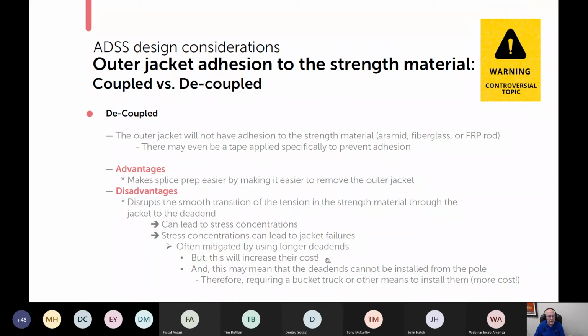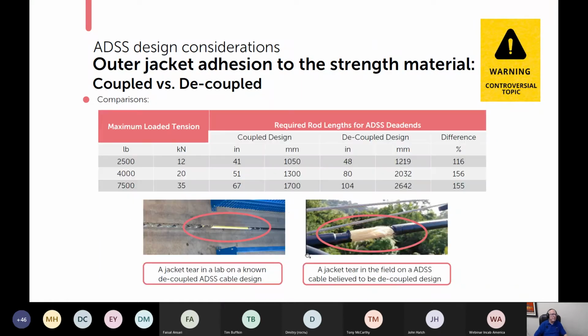But there are negative consequences of just making the dead ends longer. One is it increases their cost. And two is that if the dead end gets much longer than about 4 feet, your installers are not going to be able to install it from the pole, which means you're going to have to use a bucket truck or some other means to get the dead ends in place. And that in turn means more cost. So it's not a free solution just to make the dead ends longer. There are consequences of that.